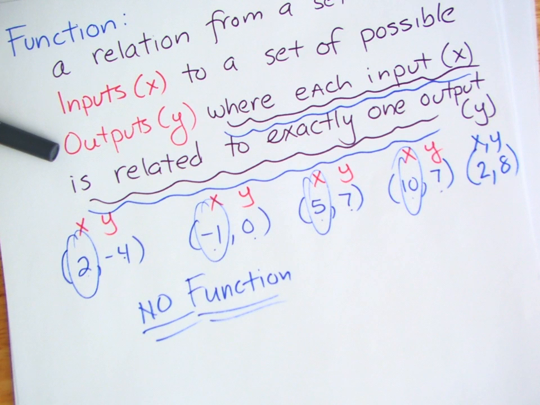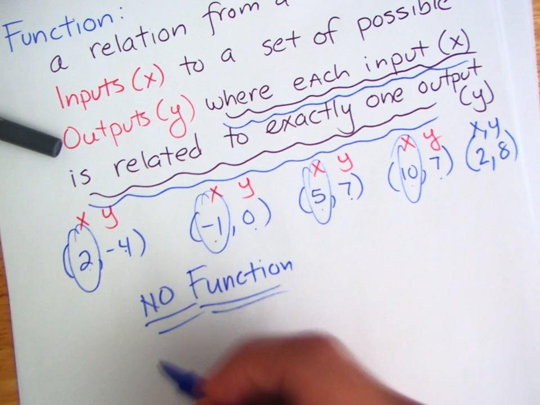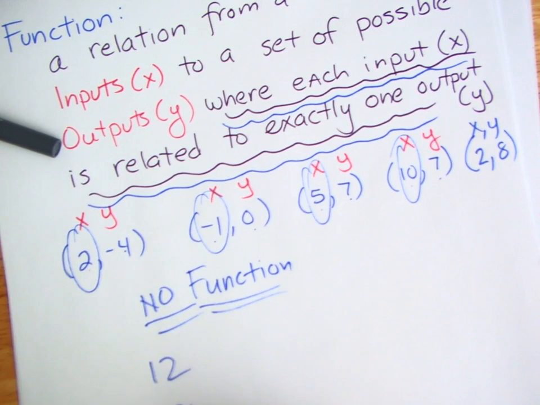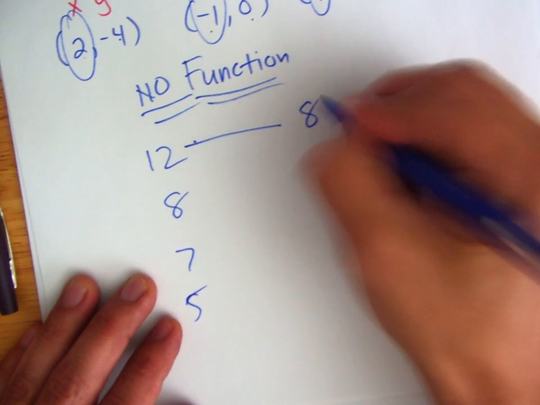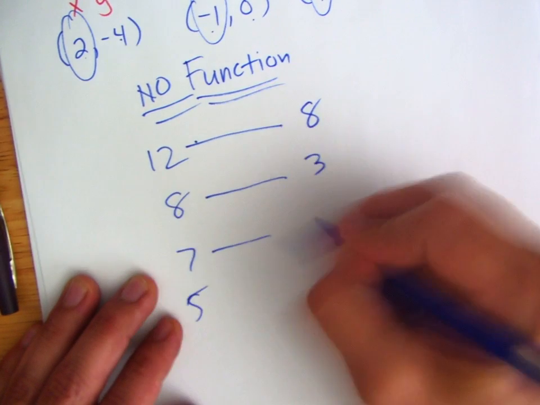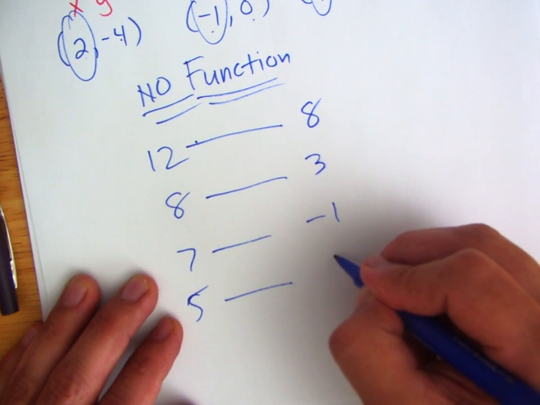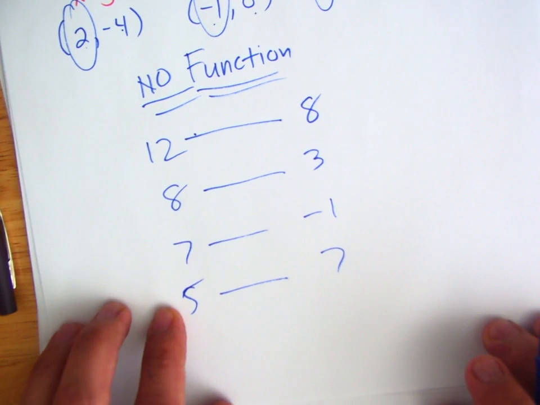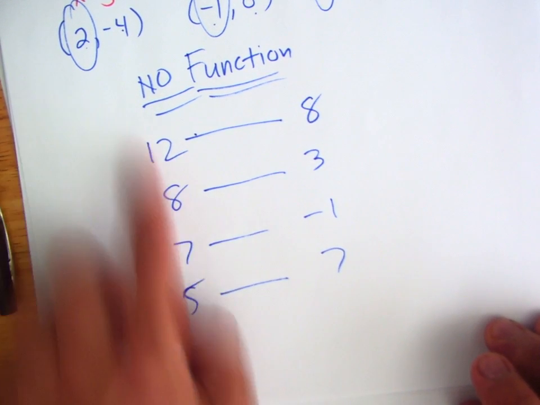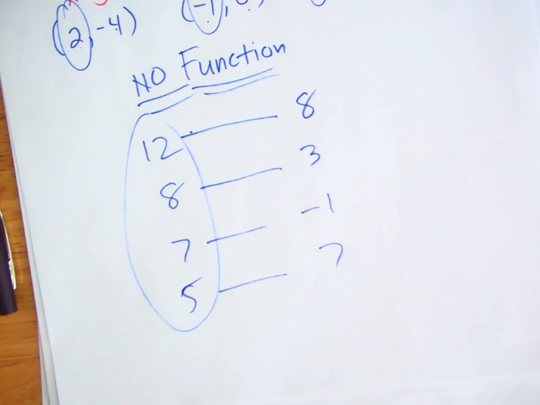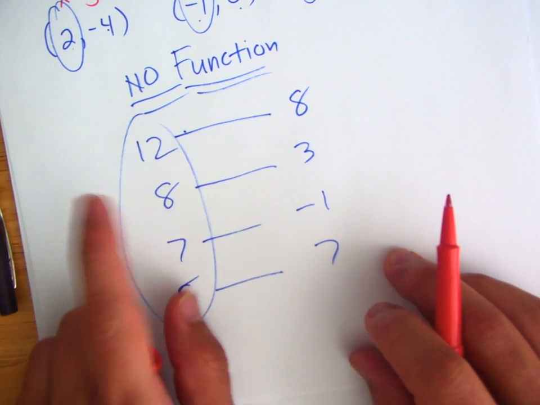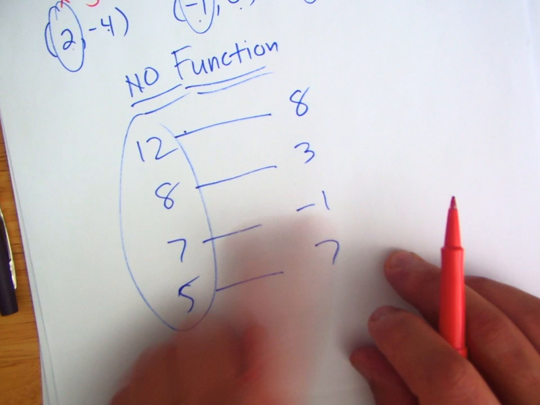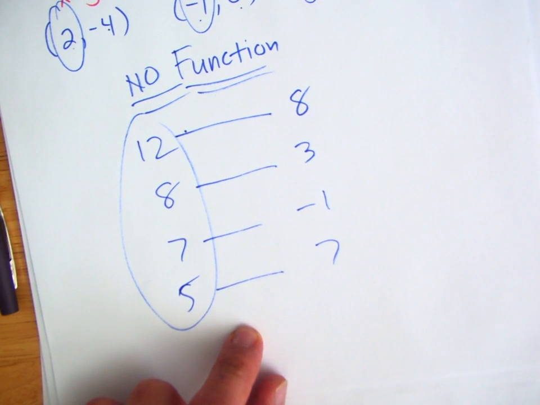Okay, so now, what about if I see it in a different format? You're going to see it in this format: 12, 8, 7, 5, and then you're going to see a line, and let's say this is 8, this is 3, this is negative 1, and this is 7. Is that a function? Well, here's your input. It won't tell you, but the left is normally your input, and this is your output. So input, got an output. Input, got an output. Input, got an output. So that's a function.